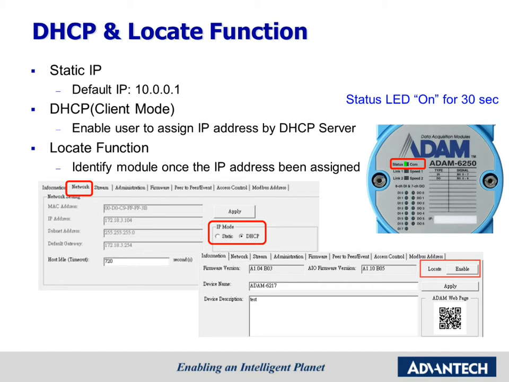There are DHCP and locate functions on both ADA 6000 and 6200 Ethernet modules. We provide both static IP and DHCP settings for the user to configure the ADA modules. When using DHCP mode, it is hard to identify the module by its IP address. So the locate function, the LED blinking, is designed to help the user find the working module easily.